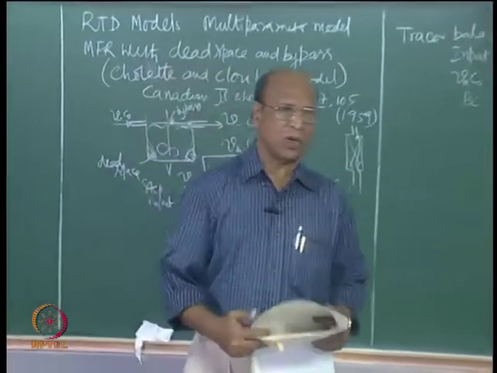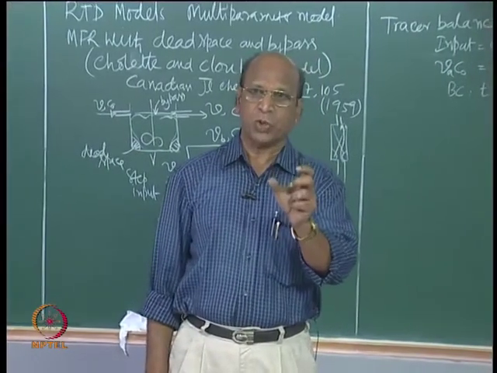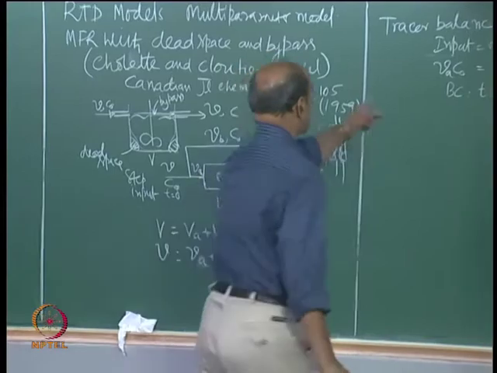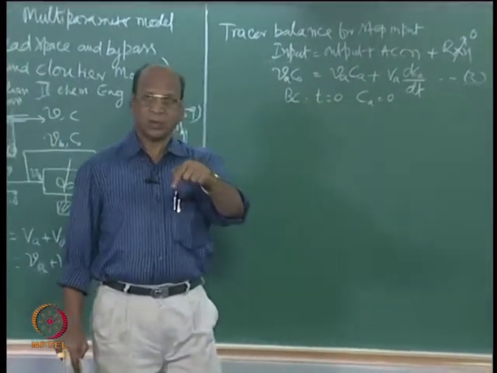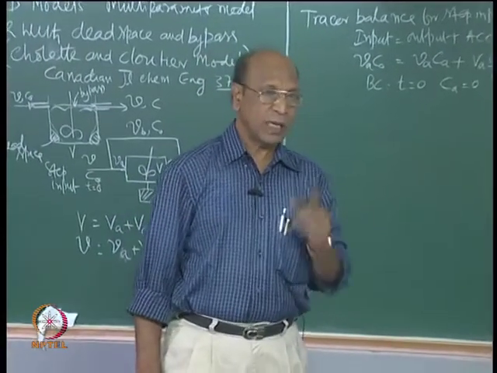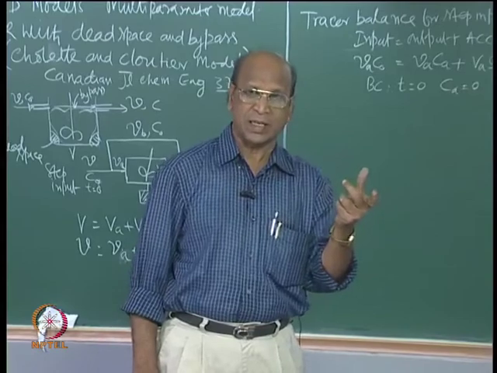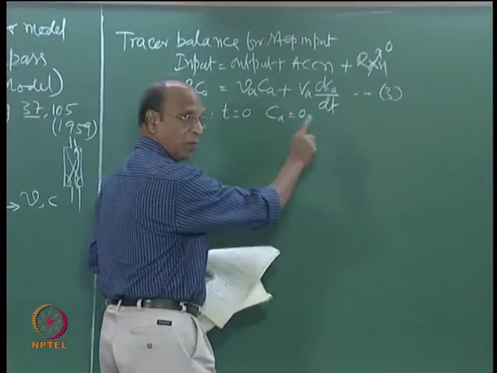We are writing that equation as a tracer balance, right? At time t equal to 0, and also this equation gives me the response in the outlet. So, what is the outlet concentration at time t equal to 0? Don't get confused with the inlet. So, here I have C A equal to 0, right?